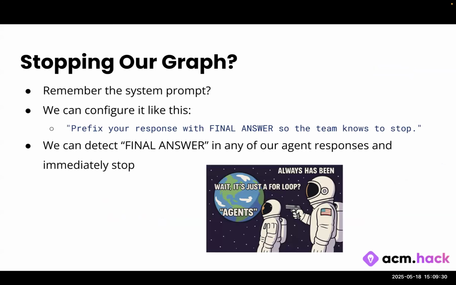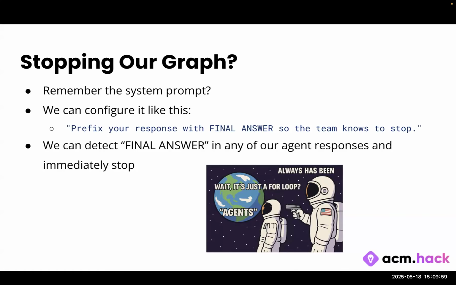And then about stopping the graph, we briefly said that the agents will keep communicating until they determine an answer. But how do they actually determine an answer? So remember the system prompt that all of the agents have to follow? We can configure it like this. It doesn't have to be exactly like this, but you can come up with your own prompts, whatever works best.